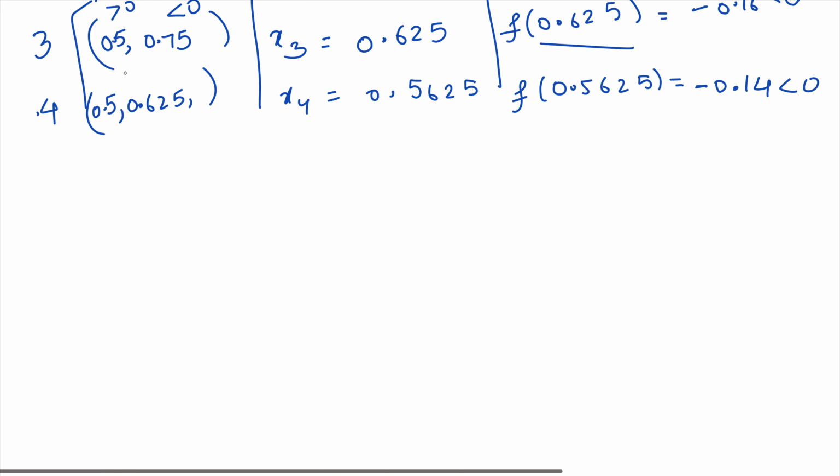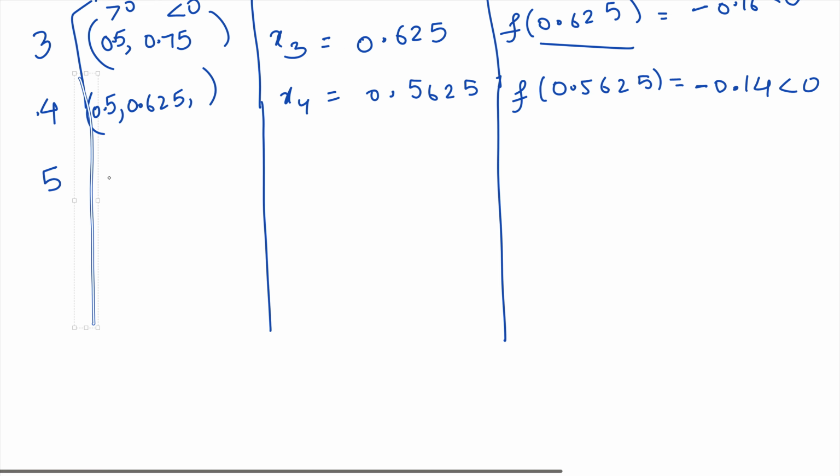So if that is less than 0, we will take which is giving us greater than 0 from the previous interval, right? 0.5 comma 0.5625. Now what is x5? 0.5 plus 0.5625 divided by 2. So this will give us 0.53125.